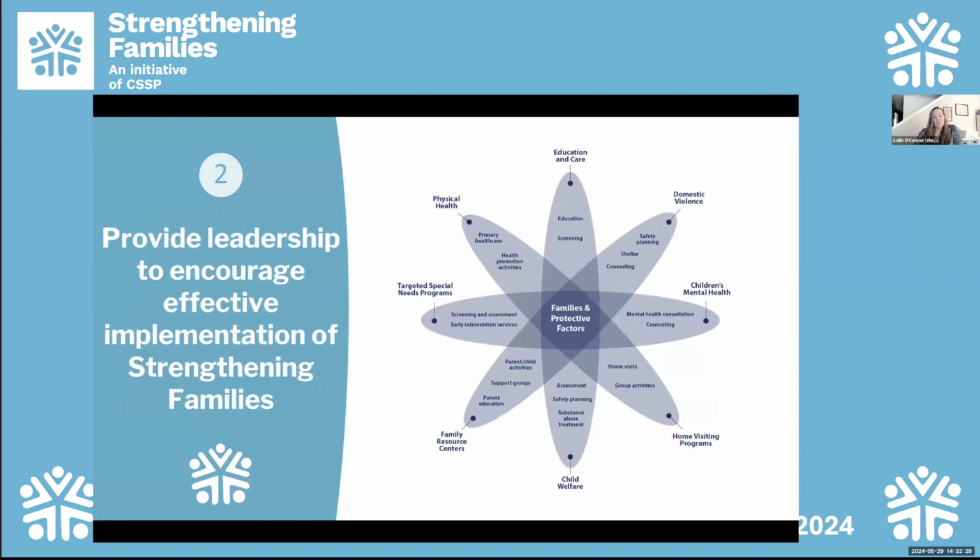The second core function is about providing leadership to encourage effective implementation of Strengthening Families. And this, again, happens at all these different levels. You could be providing leadership within your agency to say, we're going to get a group of folks together to do the self-assessment and to start implementing some things. Or it could be at a state level saying, we need to call a meeting of all these different systems that touch the lives of children and families. Whatever level you're at, there needs to be some leadership to make sure that there are resources going towards Strengthening Families, that you're coordinating your efforts.